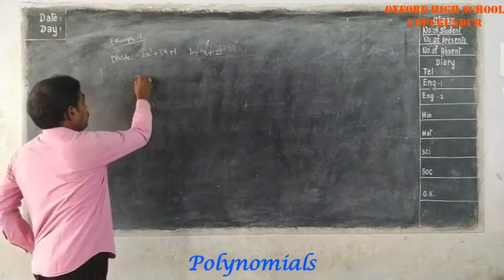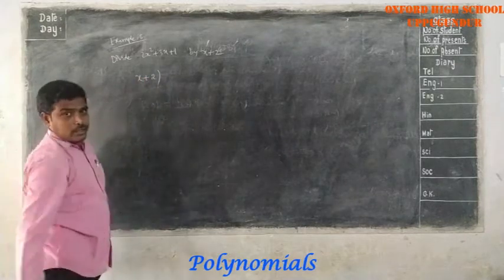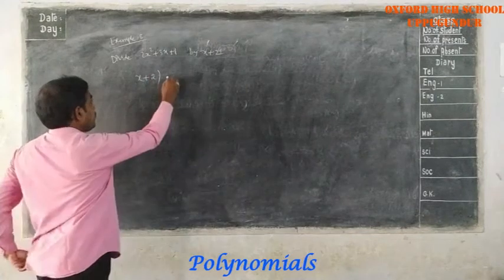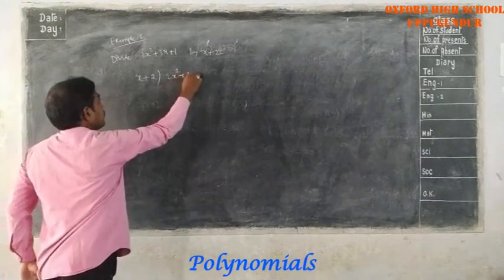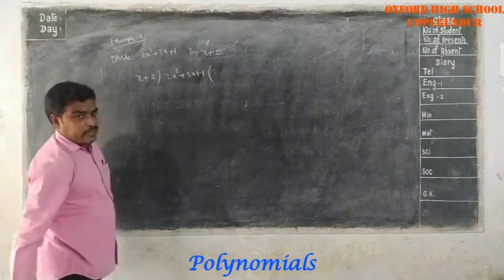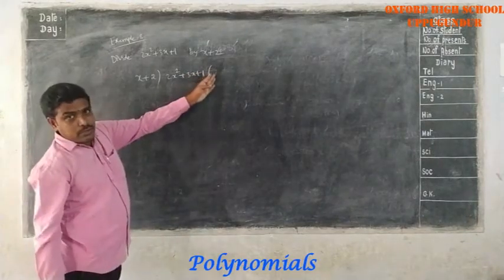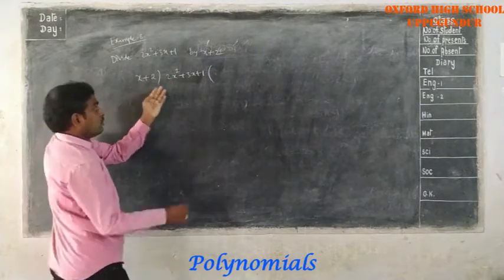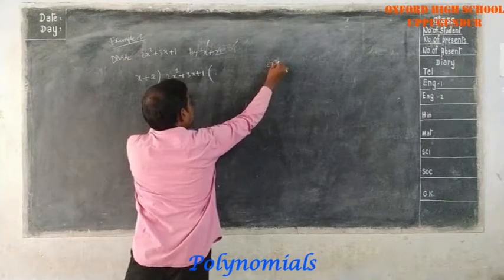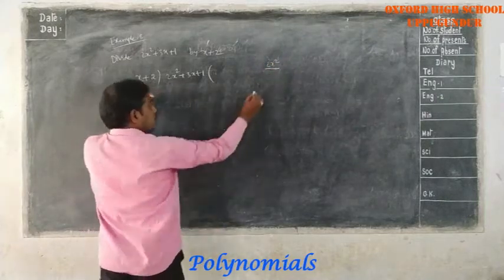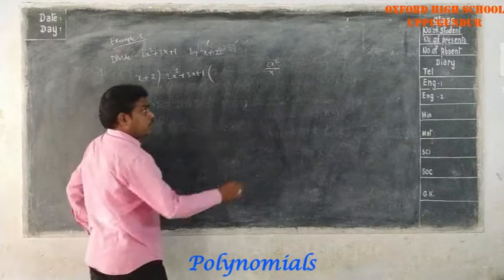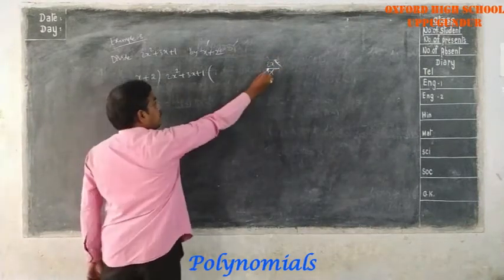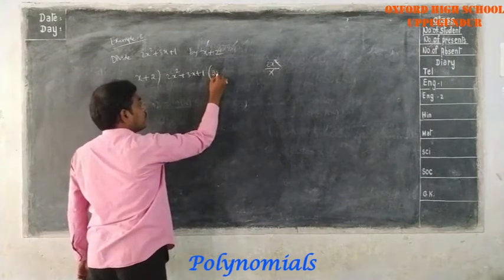Already you know how to divide polynomials. You learned this in your previous class, that is 9th class. So write the dividend. To get the first term of the quotient, you have to divide the first term of the dividend by the first term of the divisor. The first term of the dividend is 2x square, and the first term of the divisor is x. When you divide these two, that is the first term of the quotient, 2x.